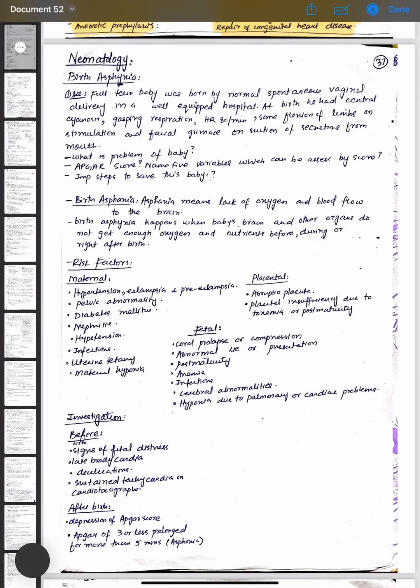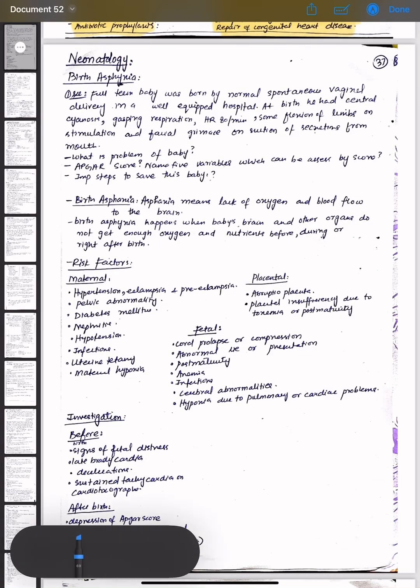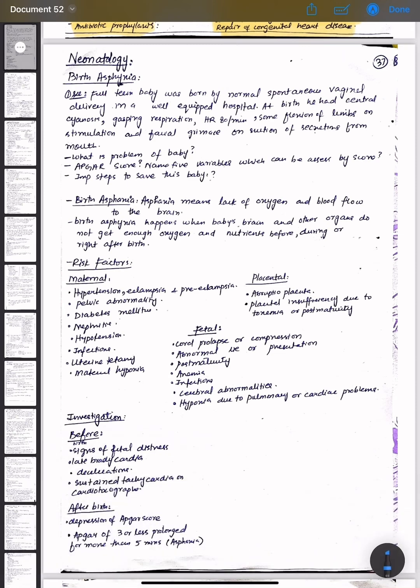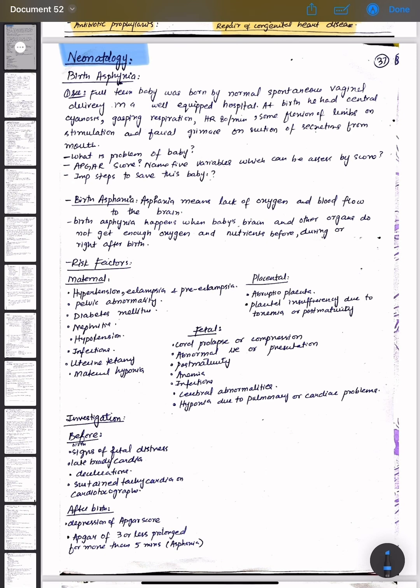So we have covered the CVS. Now we are going to start the neonatology from pediatric subject. The first topic that we will be discussing is birth asphyxia.